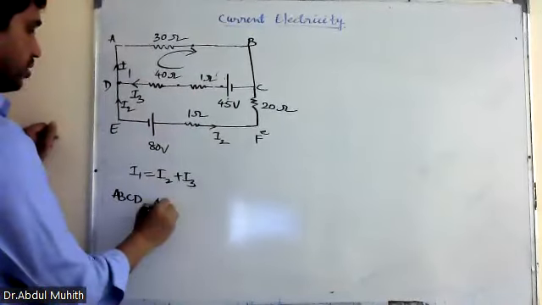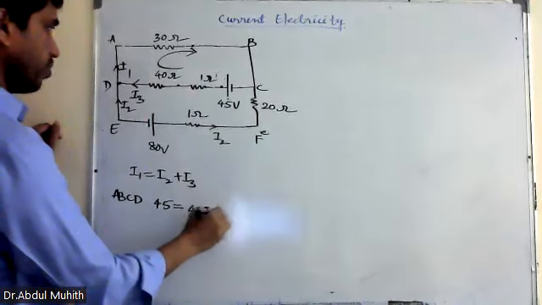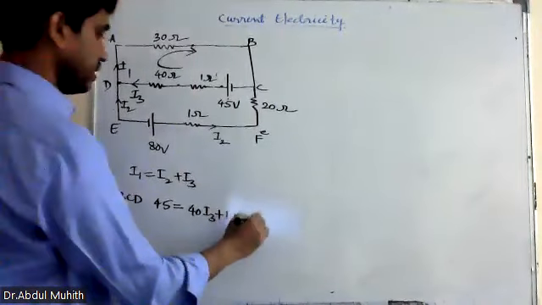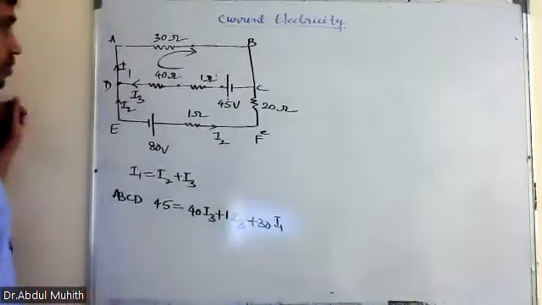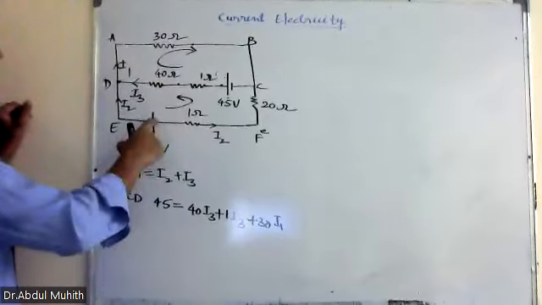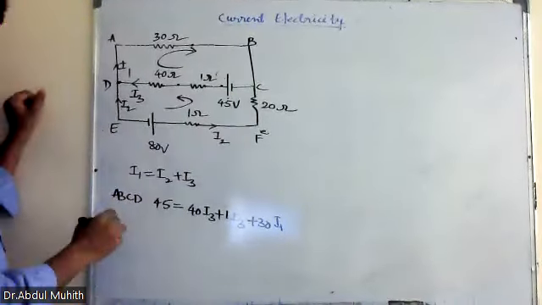45 is equal to what? Is equal to 40 into I3 plus 1 into I3 plus 30 into I1. Okay. Now, the second circuit is what? Now I have taken in this way. Because this positive is connected to negative, they will add up. This and this will get added up. Is it clear, the first one?